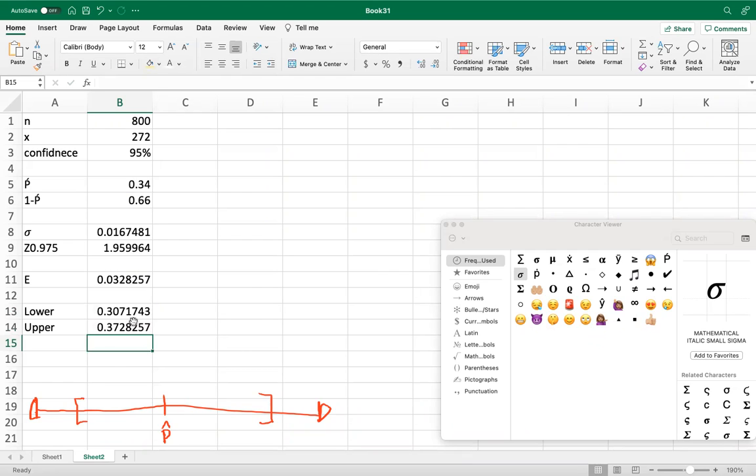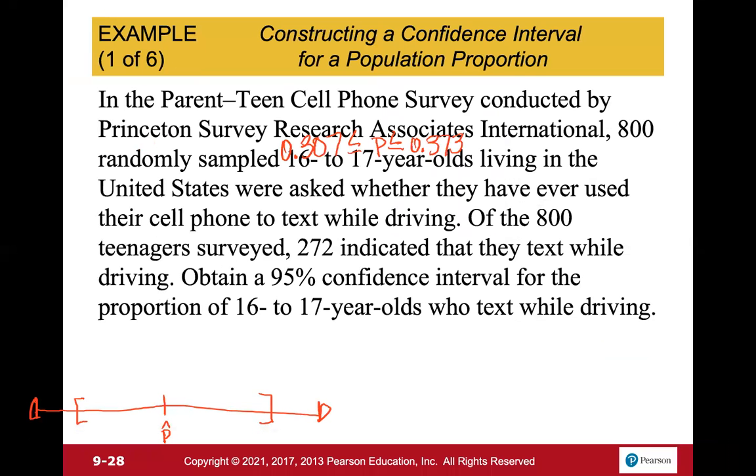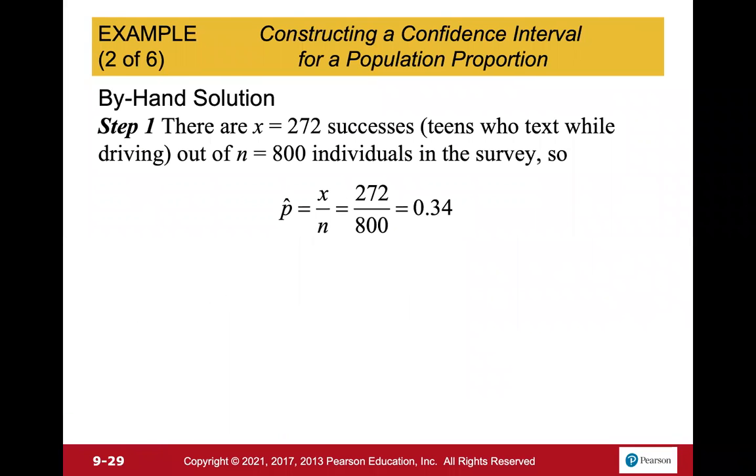So what we say is that 0.307 is less than or equal to our population proportion, which is less than or equal to 0.3728, so 0.373. And there we go. That's our population proportion there. And let's see if we missed anything.